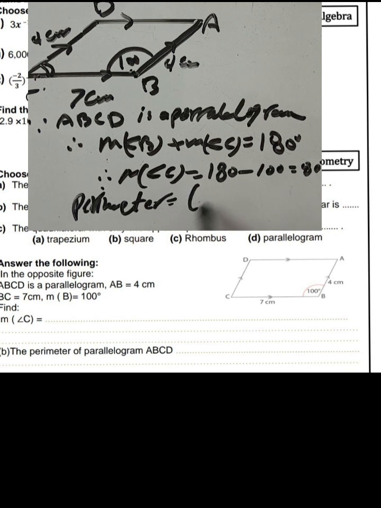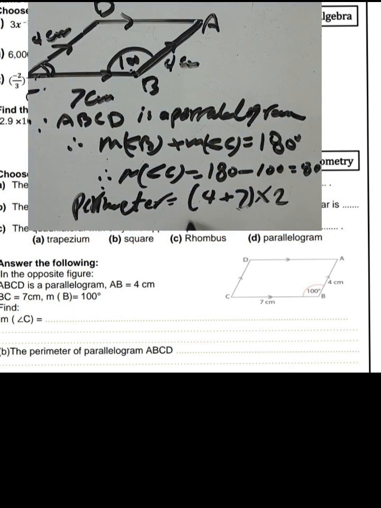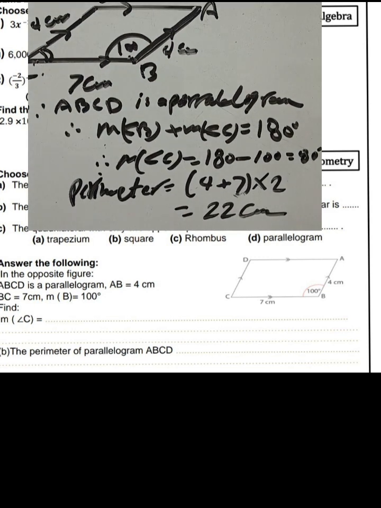It will be 4 plus 7, the two adjacent sides, multiplied by 2, 11 times 2 equals 22 centimeters. Understood? Again, we have here a parallelogram.